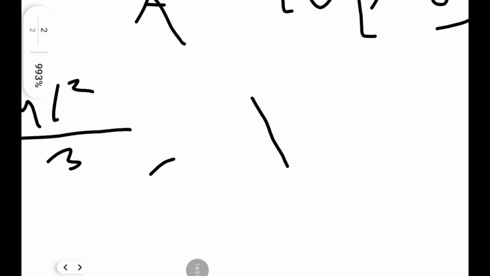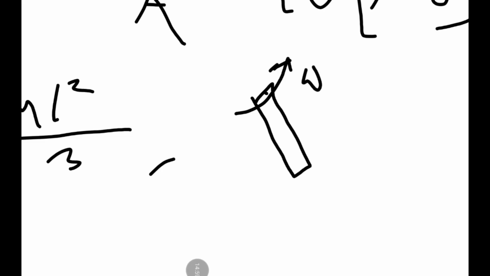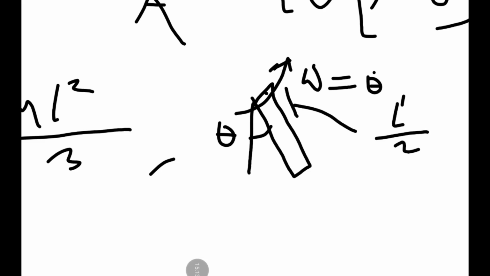Now, if we're looking at this here, we're going to assume that it's turning in the anti-clockwise direction, where the angular velocity is equal to theta dot. Since we know that the angle is theta, we have to use moments. We know it's L over 2 to the centre of mass, which is of mg.